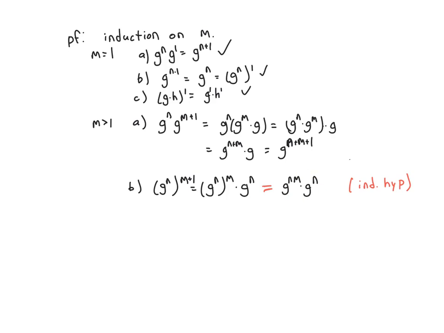And now I use part A, which I've now already finished the proof of by induction, so I can use it here. Powers add. So n times m plus n. And now I can factor out the common factor of n. So by doing arithmetic, I've got exactly what I wanted. (g^n)^(m+1) is g^(n(m+1)). So if I raise a power to a power, the powers multiply, by induction.